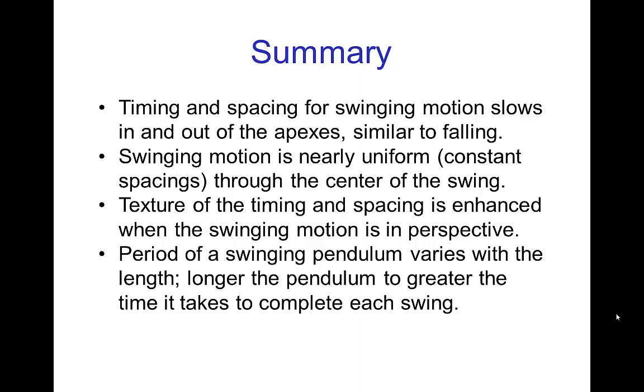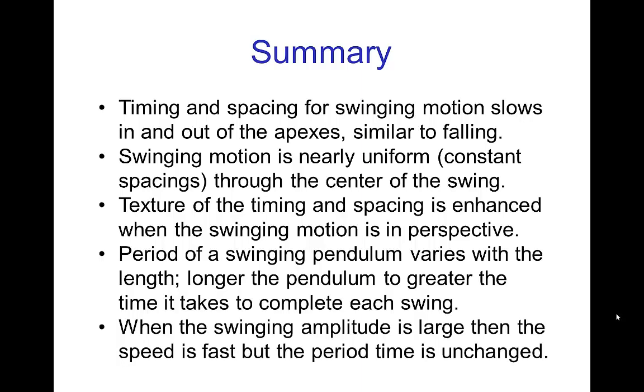And then finally, the swinging amplitude, the distance that we're swinging back and forth. You can think of it as the angle that you swing back and forth. When the swinging amplitude is large, then the speed is fast. However, the period, the time it takes to swing back and forth, stays the same. Again, for a large amplitude, the speed is large, but the distance that has to be covered is also large, and so those two balance out, and the time for swinging, the period, remains unchanged.